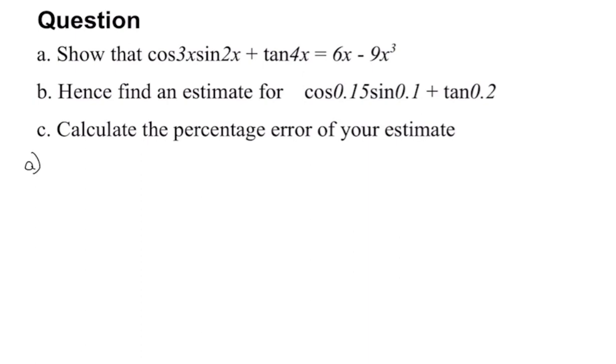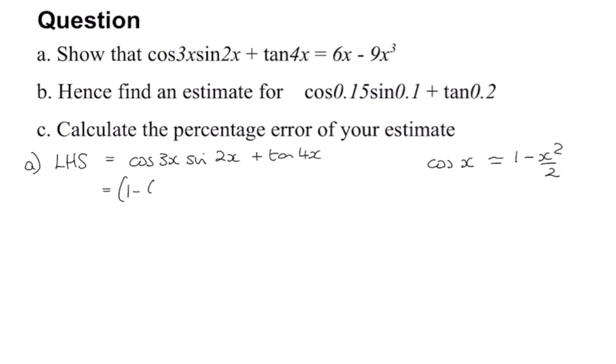So I'm going to do part A first. So it's a show that, so I'm going to do the left-hand side. And the left-hand side is cos of 3x sine of 2x plus the tan of 4x. Now the sine and the tan are easy substitutes. Cos is a little bit more difficult, and I'm going to write the cos one on the side here. Cos of x is approximately 1 minus x squared over 2. So this one is going to be 1 minus 3x squared over 2 multiplied by 2x, because I'm replacing sine 2x by 2x, and the tan 4x is replaced by 4x, because tan x is approximately x, so tan of 4x is approximately 4x.